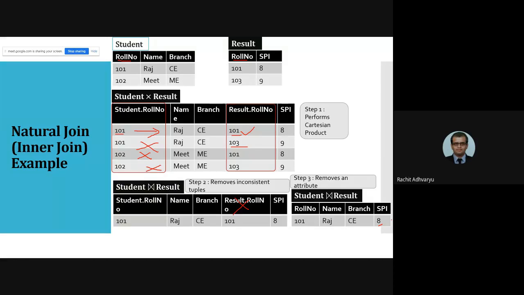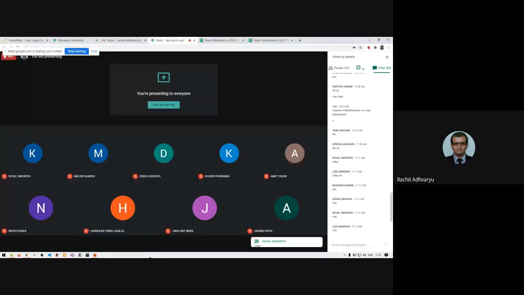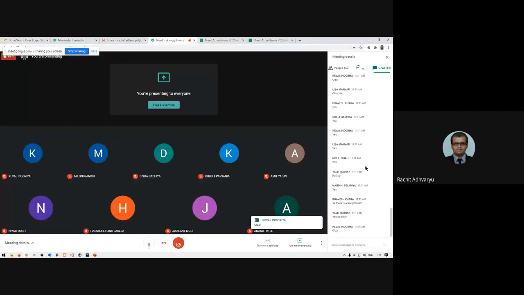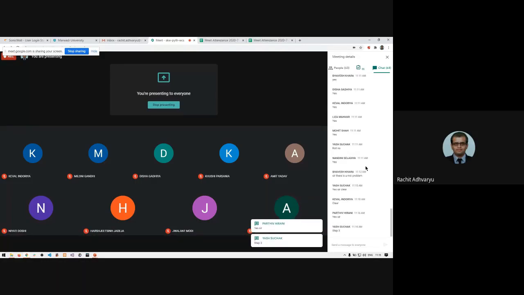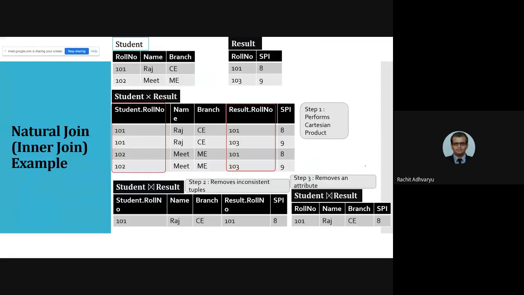Or should I repeat it one more time? Is this clear, guys? Any doubts? Any repetition required? Okay, step 3. I will repeat all the steps. Don't worry, Yash, once more. So it is quite clear with everyone. Let's see again.